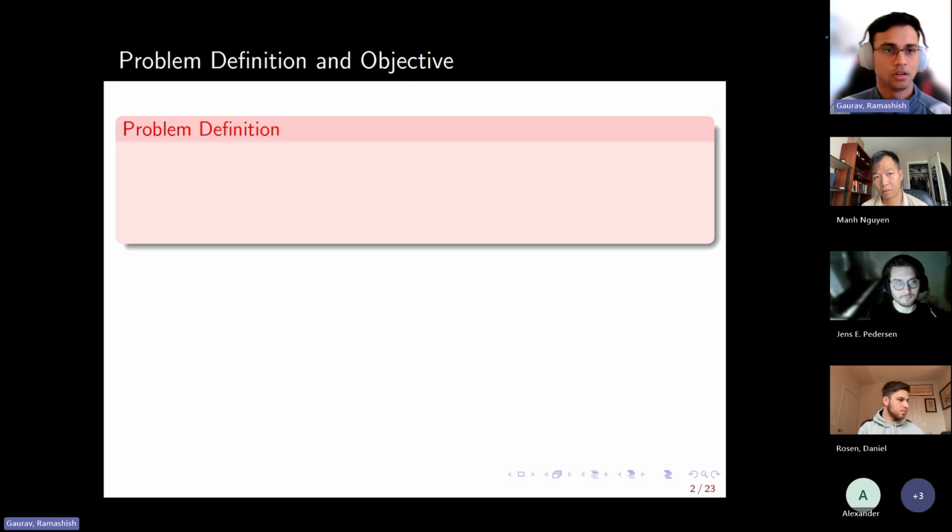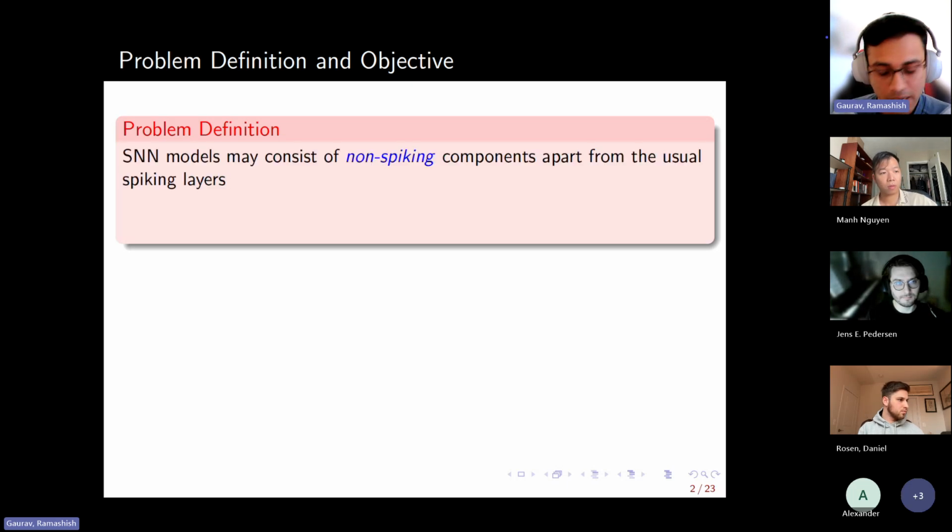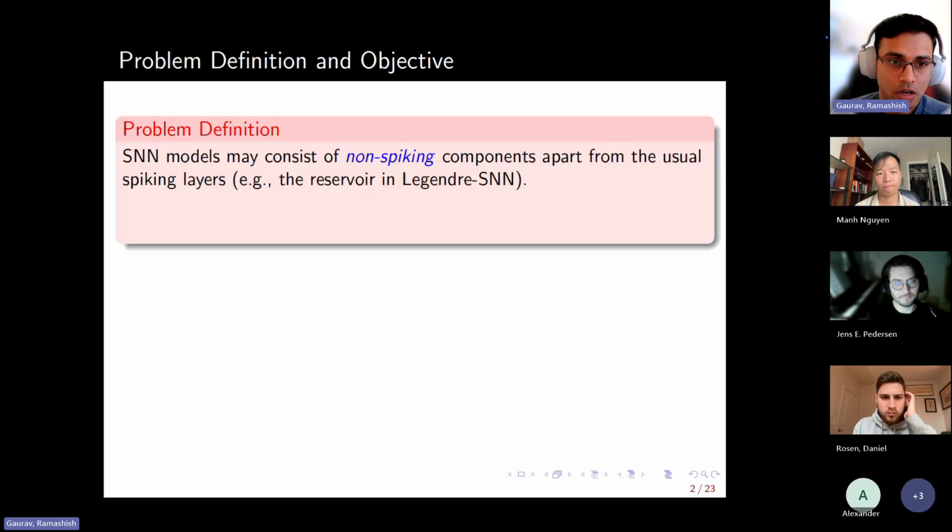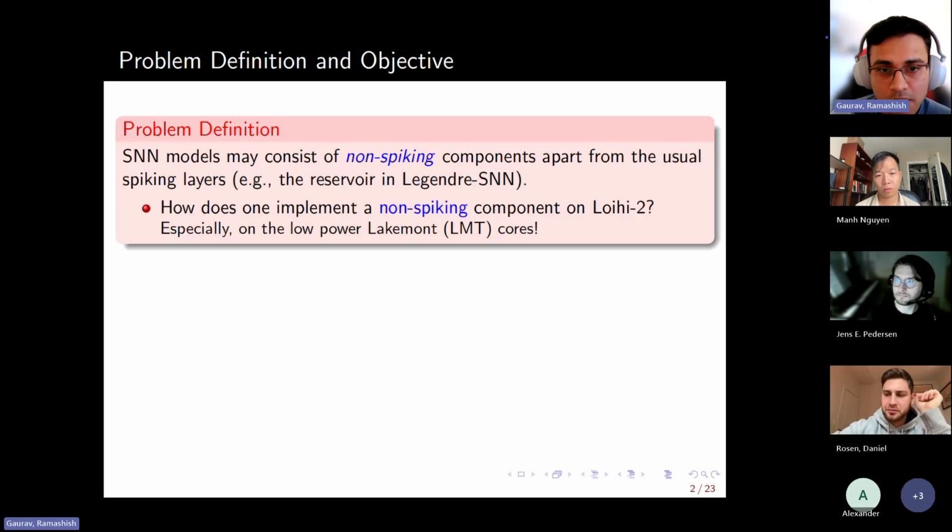Okay, let's start right away with the problem definition. SNN models, as you may know, may consist of non-spiking components apart from the usual spiking layers. The spiking layers are, of course, very easily deployable on the Loihi-2 neuro cores. A non-spiking component, an example for that would be the reservoir in the Legendre-SNN. So how does one implement a non-spiking component on Loihi-2, especially on the low power Lakemont cores?